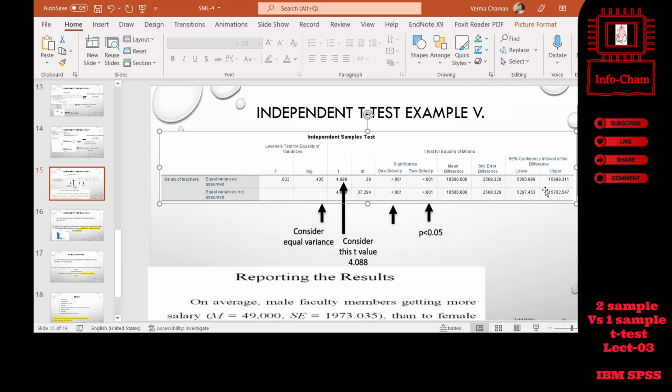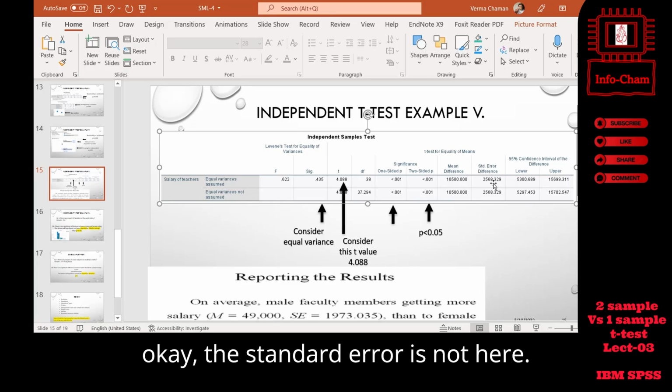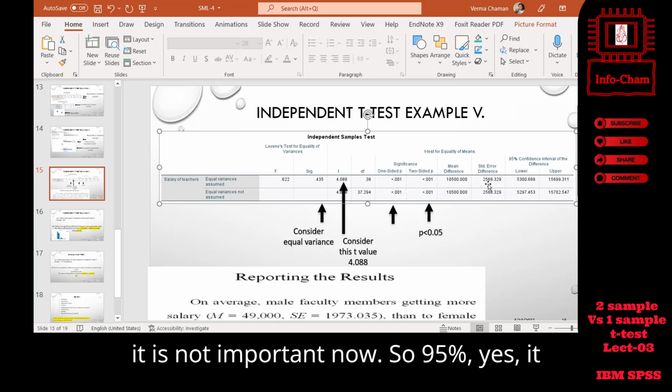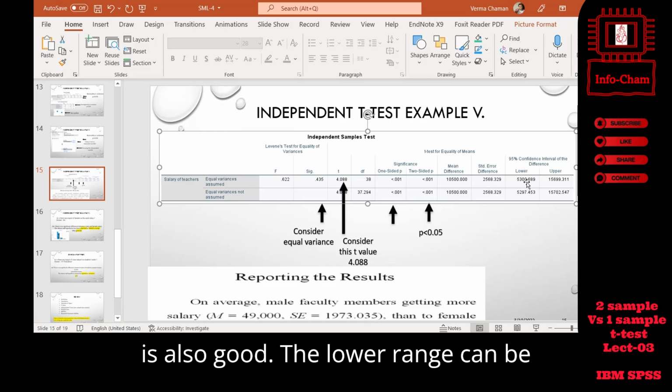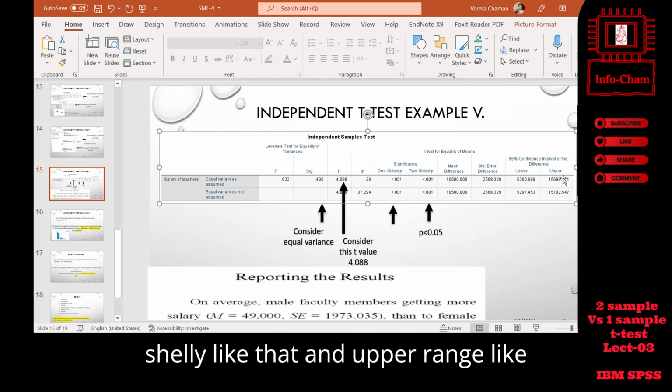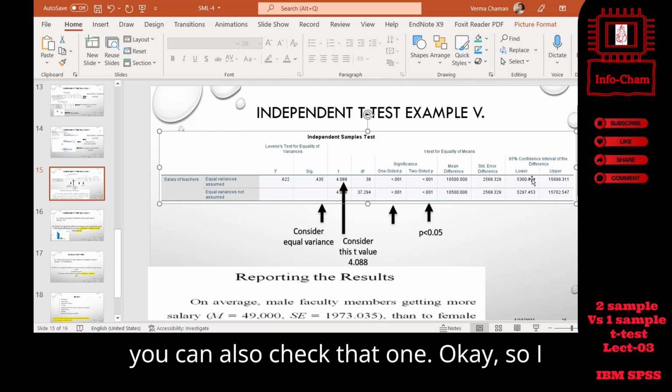Right. Okay, the standard error is not important now. So 95%, yes, it is also good. The lower range can be a salary like that, and the upper range like that. The salary lies in between, like here. You can also check that one. Okay, so I think these are the results.